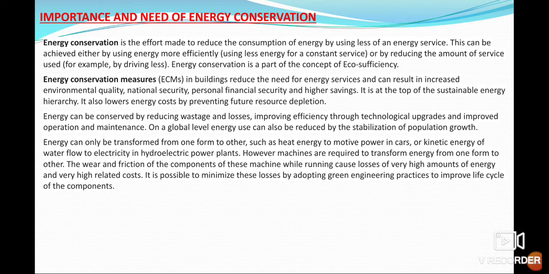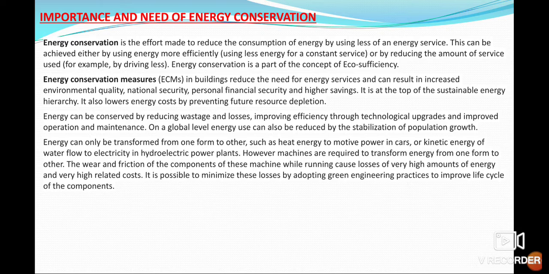It is at the top of the sustainable energy hierarchy. It also lowers energy cost by preventing future resource depletion. Energy can be conserved by reducing wastage and losses, improving efficiency through technological upgrades, and improved operation and maintenance. On the global energy level, it can be reduced by the stabilization of population growth. Energy can also be transformed from one form to another, such as heat to motive power in cars, or kinetic energy of water flow to electricity in hydroelectric power plants.